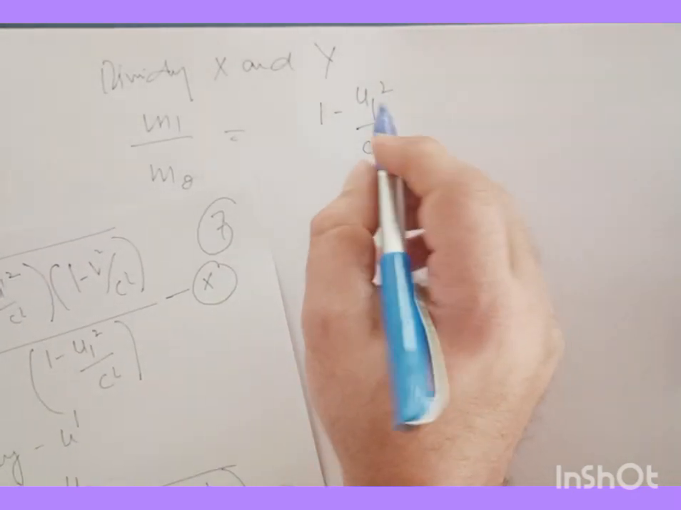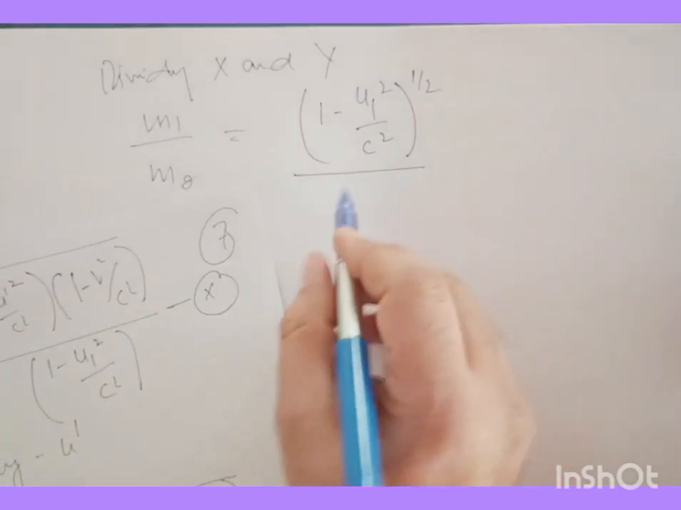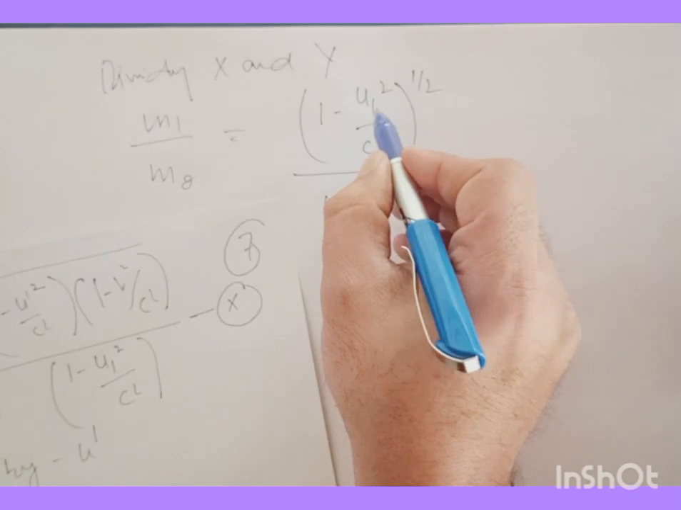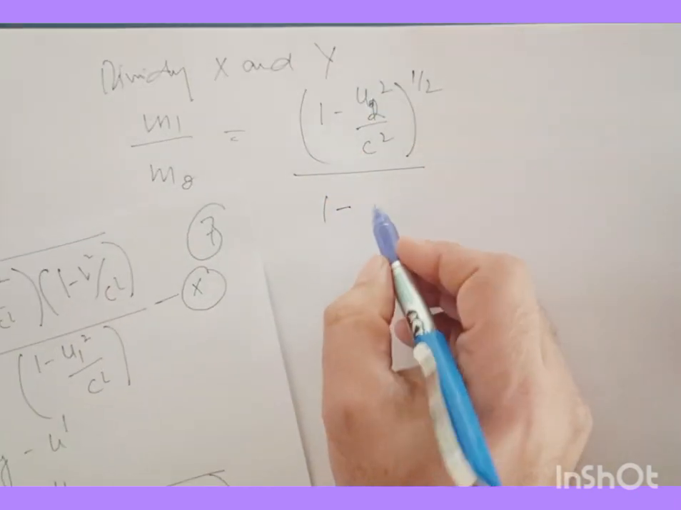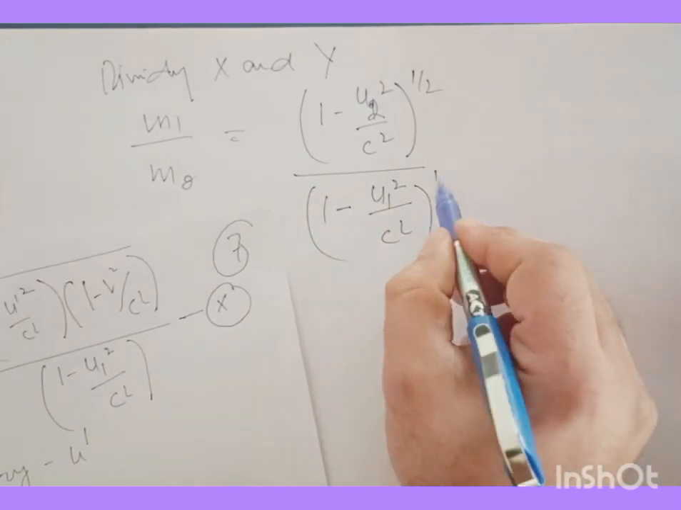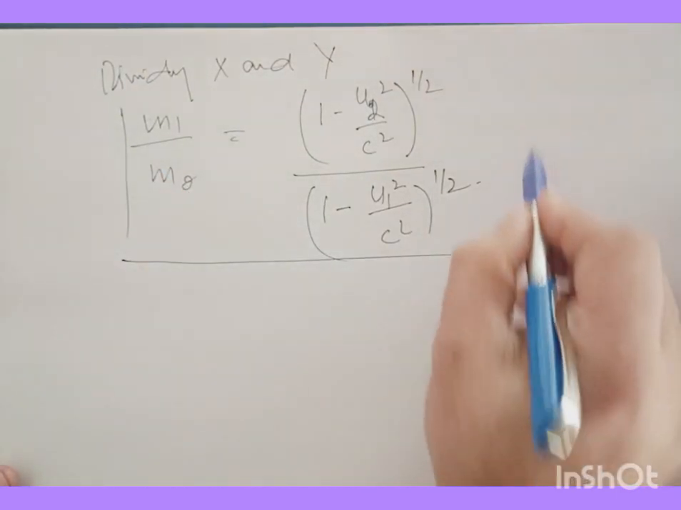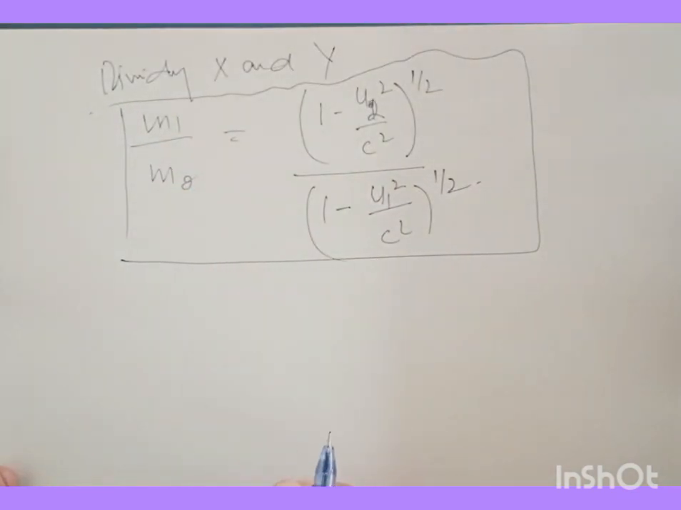divided by 1 minus, so this should be u2. Okay, this should be u2, and this is u1 square by c square whole raised power 1 by 2. Okay, so this is the final result, and from this result we will go with more approximations with some assumptions, and we will achieve the equation for relativistic mass.